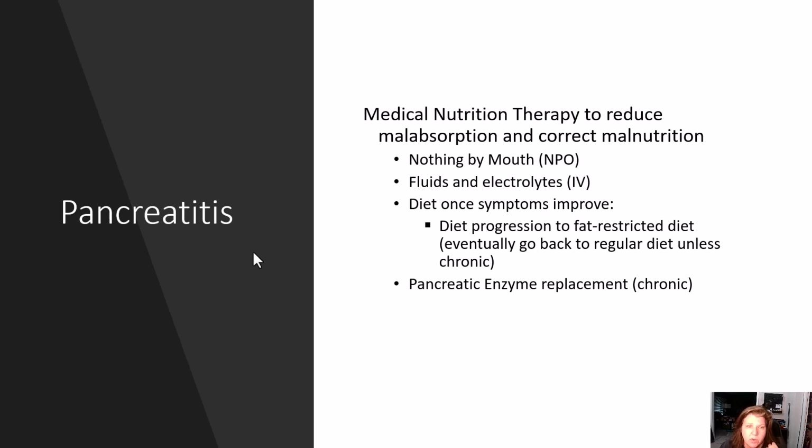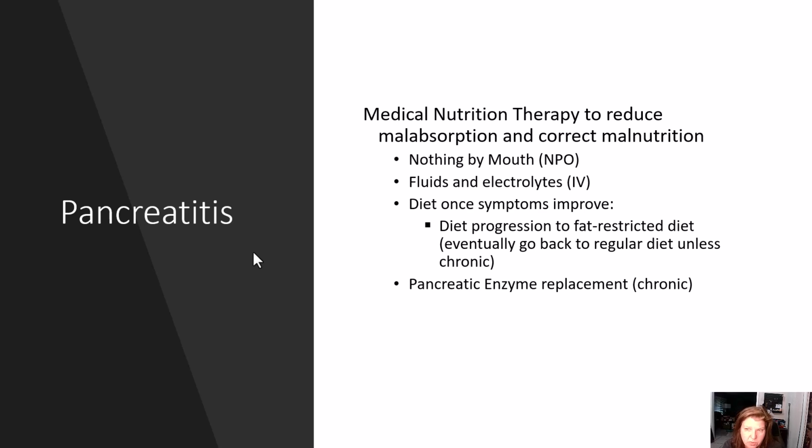Now, pancreatitis is one of those where typically we do nothing by mouth, or NPO, when the symptoms are really severe. Most of the time, especially with acute pancreatitis, we're talking about 7 days or less. Usually, it's a fairly short-term thing, and we can manage it with just fluids and electrolytes. Eventually, once those symptoms start to improve, we're able to progress the diet. We'll do a routine progressive diet, going from clear liquid, full liquid, to a fat-restricted diet, and then eventually back to regular foods, unless it is a chronic condition. If it is chronic pancreatitis, we stay with a fat-restricted diet.